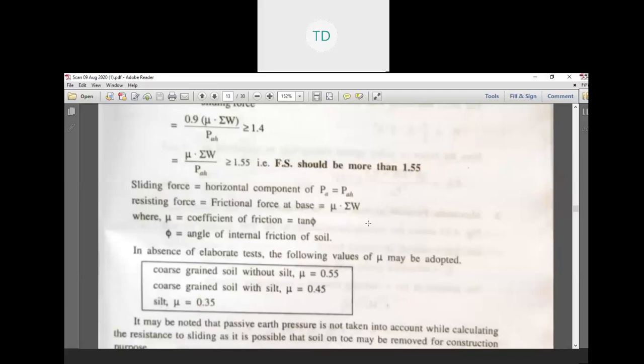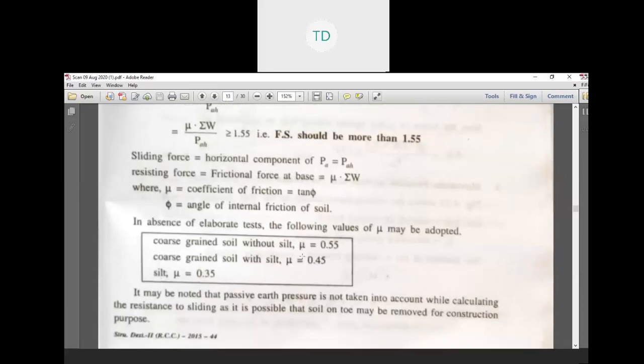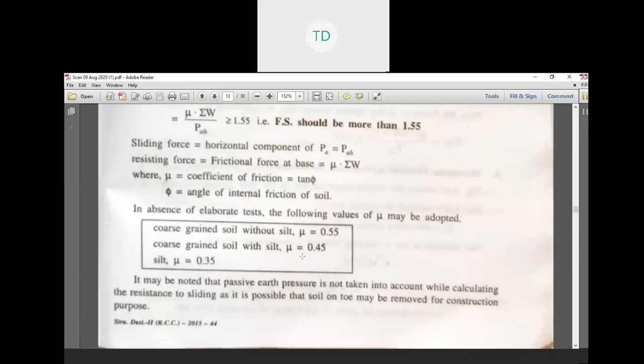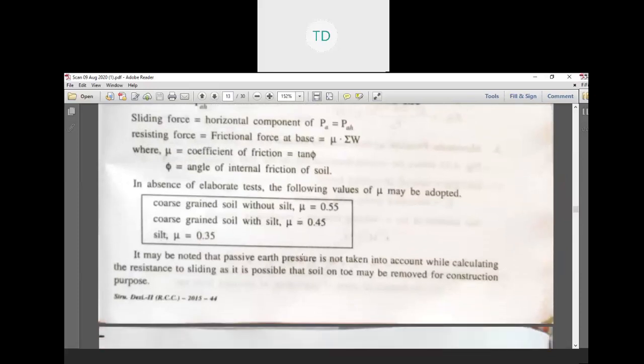In absence of an elaborate test, the following values of mu may be adopted. So we didn't want to take any extra value of mu. For coarse grained soil without silt, mu is equal to 0.55. Coarse grained soil with silt, mu is equal to 0.55. Only silt, mu is equal to 0.35.